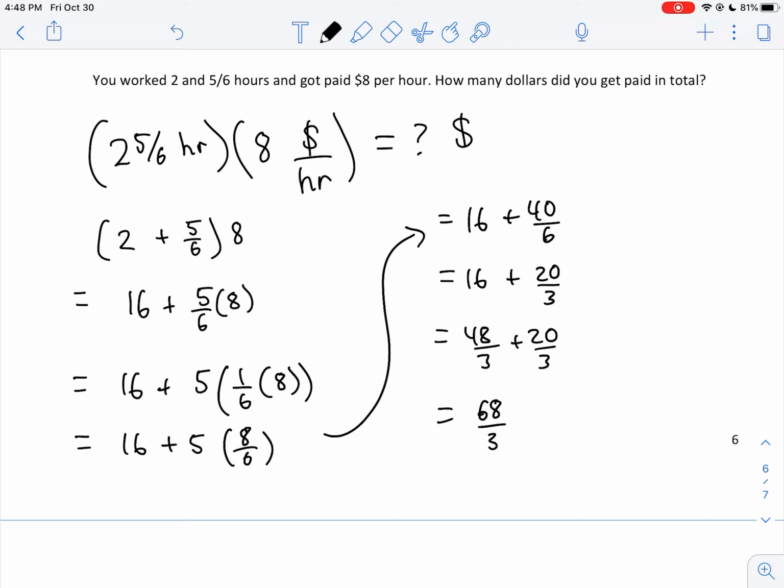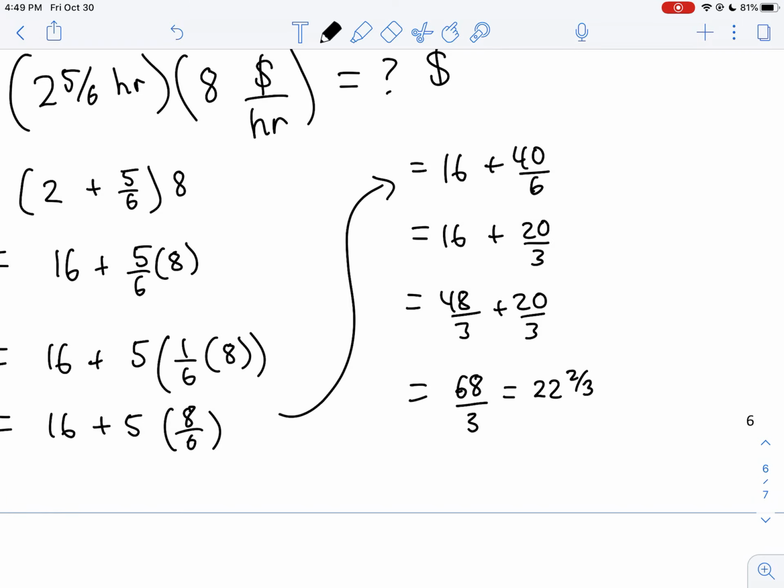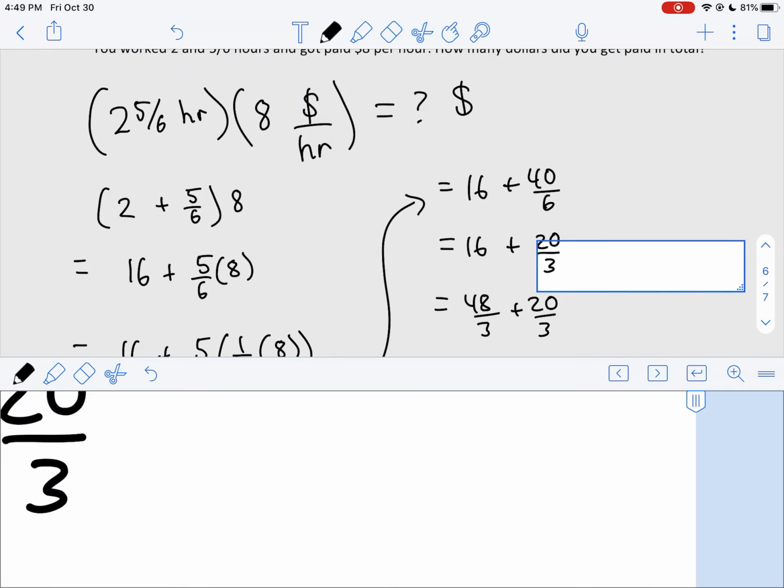Is 68 divisible by 3? The answer is no, because 6 plus 8 is 14, and that's not divisible by 3. Convert this to a mixed number, if you will. 3 times 21 is 63. 3 times 22 is 66. That's going to do it. So 22 and 2/3. And the unit here is dollars.